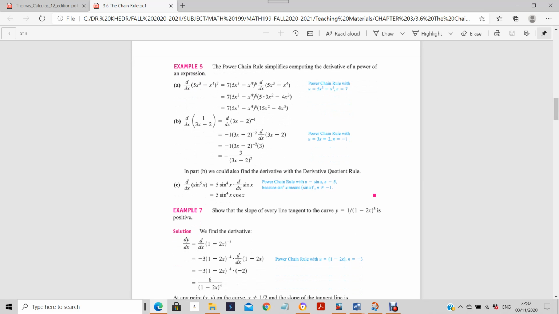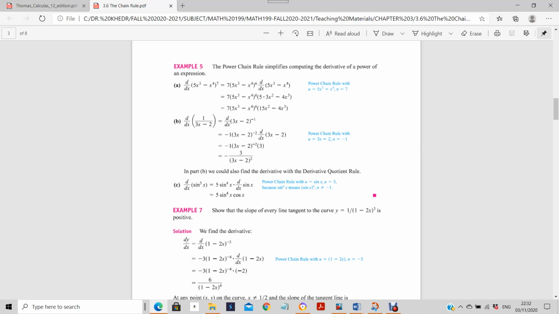Example number 5. The power chain rule simplifies computing the derivative of a power of an expression. And here you will realize the importance of the power or the chain rule. Let's differentiate this function, which is (5x to the power 3 minus x to the power of 4) to the power of 7. If we want to differentiate this function by expanding the bracket, it means we have to multiply this bracket by itself 7 times, which will be a very tedious procedure and will take a long time from us.